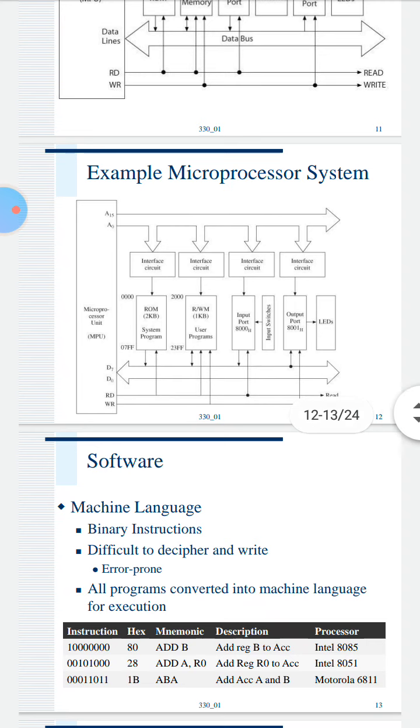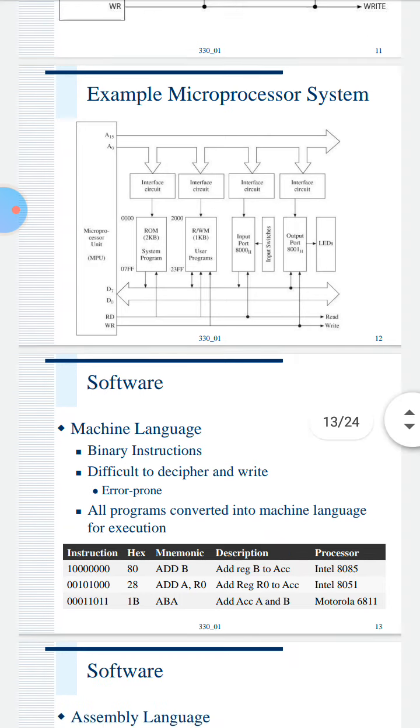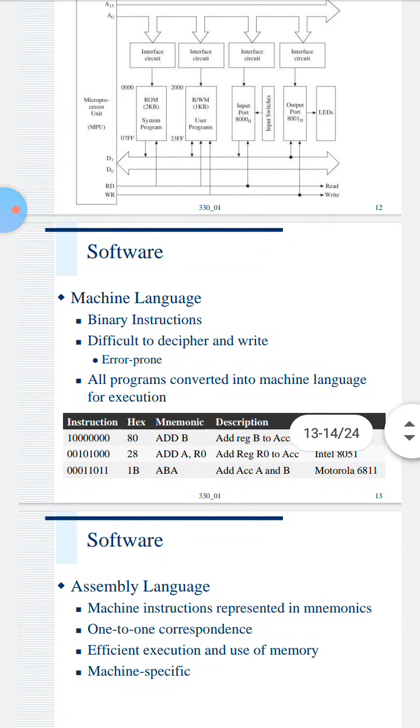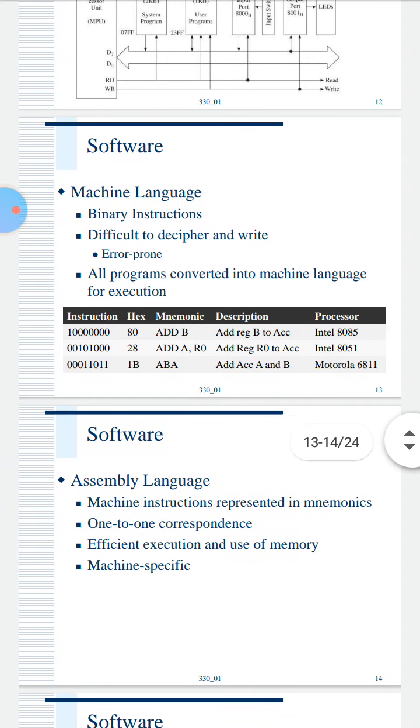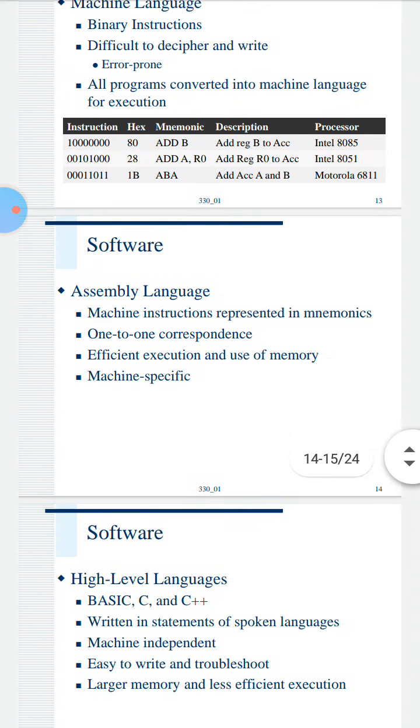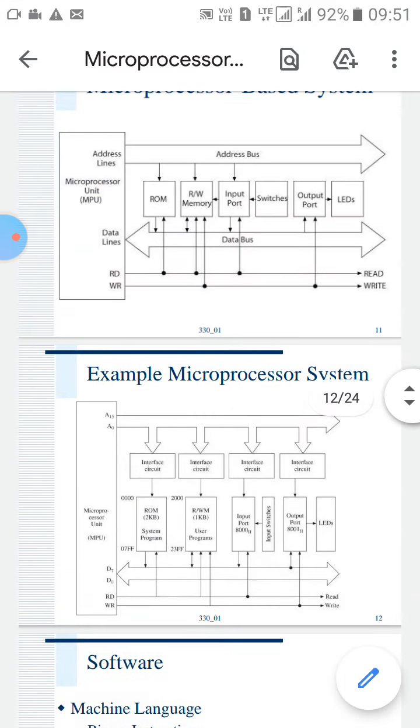Now, what are the examples of microprocessor systems and what software is used in them? That is machine language. In machine language we use binary instructions, which are difficult to decipher and write, and error prone. All programs are converted into machine language for execution. The software includes assembly language, with one-to-one correspondence to machine instructions, and then high-level languages, which are also very important.